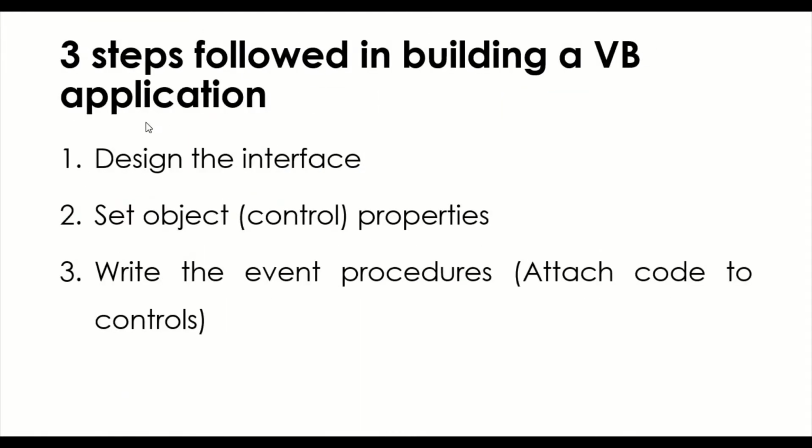To create a VB application, we will be following these three steps. Step number 1 is to draw the interface. Step number 2 is to set the properties for different tools. Step number 3 is to write the code that will be executed once an event occurs to a tool.